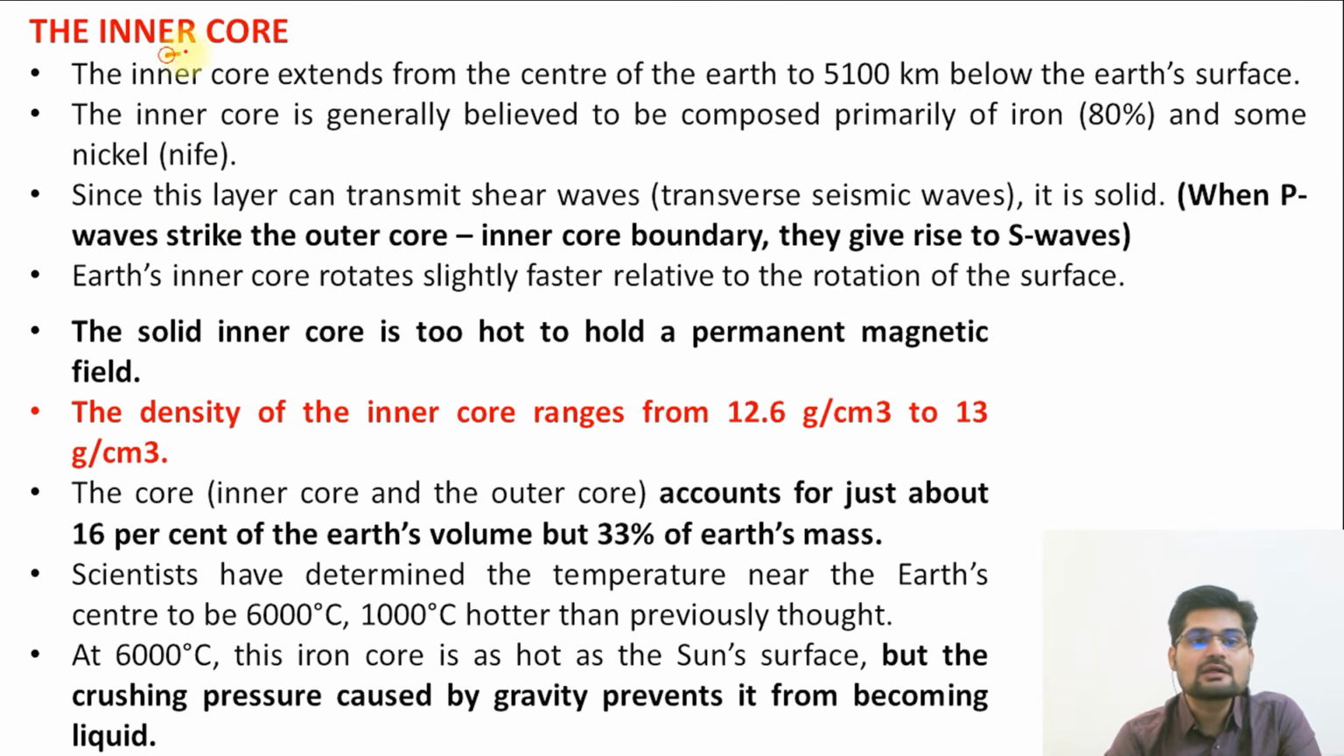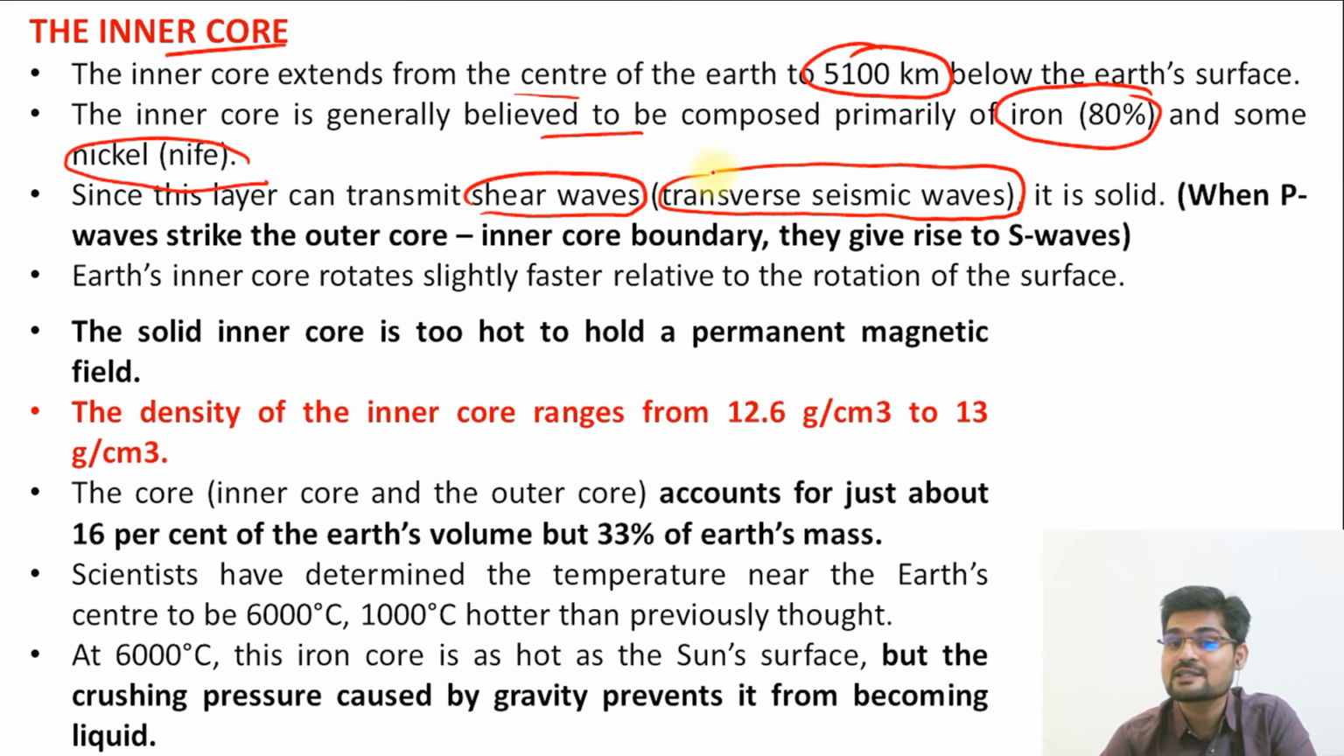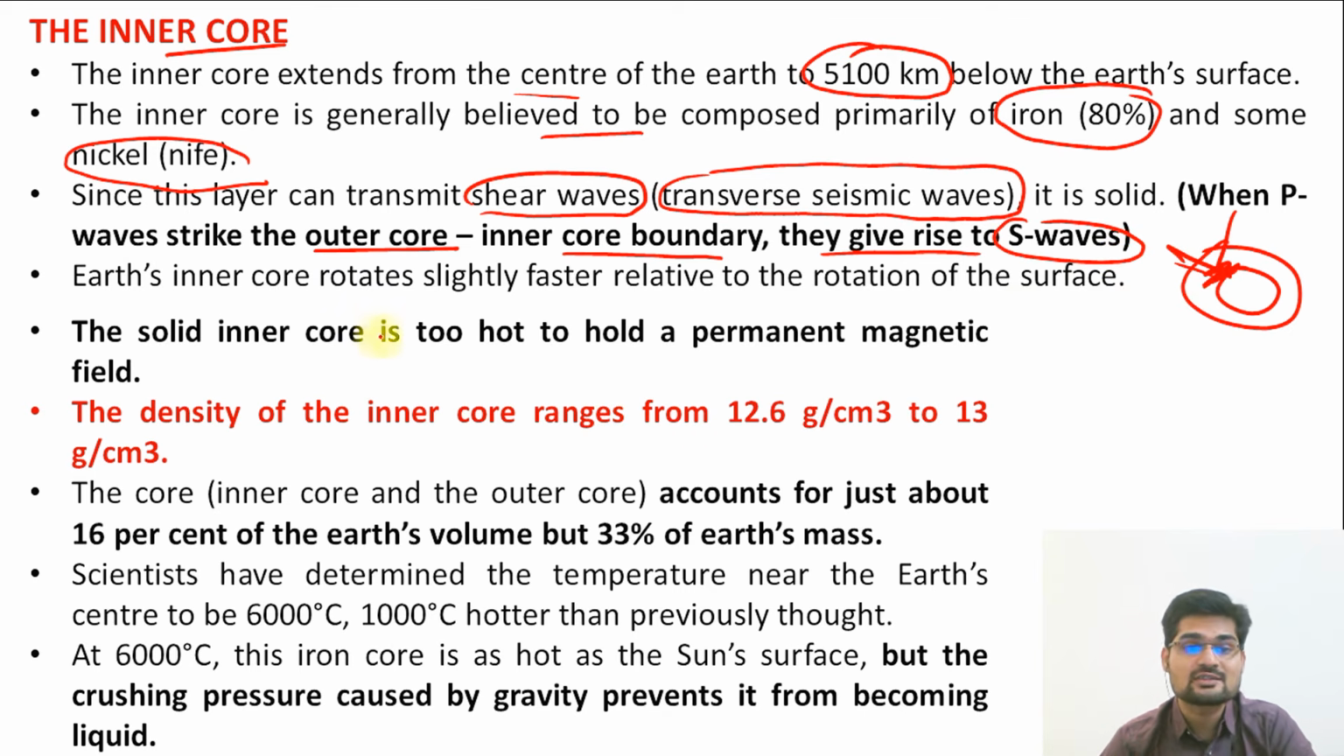And now talking about the inner core. Inner core extends from the center of the Earth to the 5100 kilometer mark. That's where the division is between the inner core and outer core. Inner core is generally believed to be composed primarily of 80% iron and some other parts, that is nickel and ferrous combined. Since this layer can transmit shear waves, that we say transverse seismic waves, remember transverse waves. When P waves strike the outer core, inner core boundary, they give rise to S waves. So when P waves attack this particular segment where we have the inner core and outer core boundary, that is where S waves are also generated. So that is important.